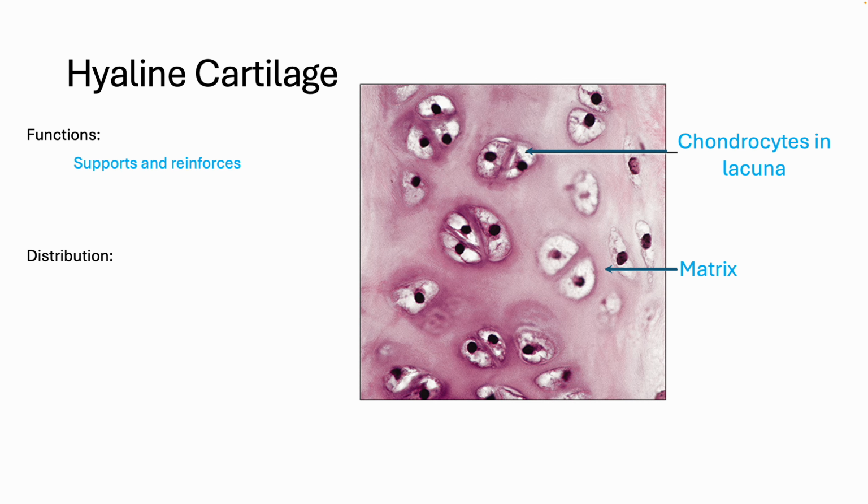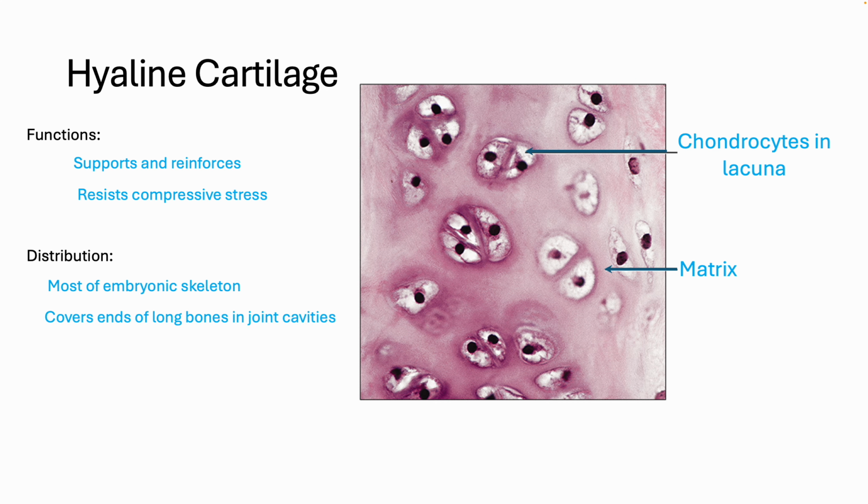So the hyaline cartilage will help support and reinforce as well as resist compressive stress. Distribution, you find it in most of the embryonic skeleton, covering the ends of long bones in joint cavities, forming the costal cartilages of the ribs, and you find it in the cartilages of the nose, trachea, and larynx.